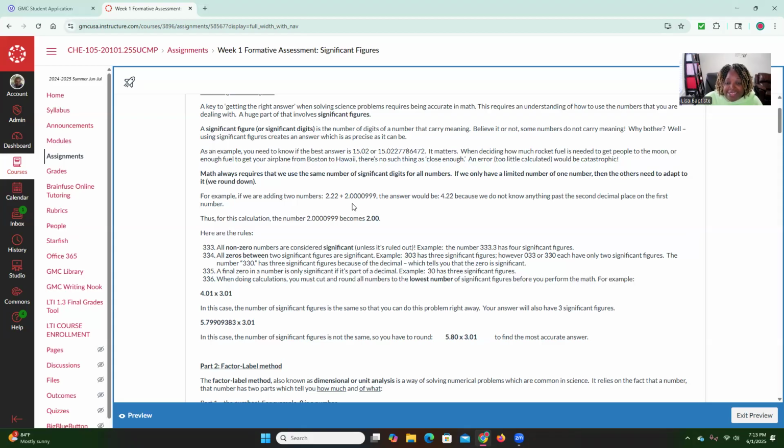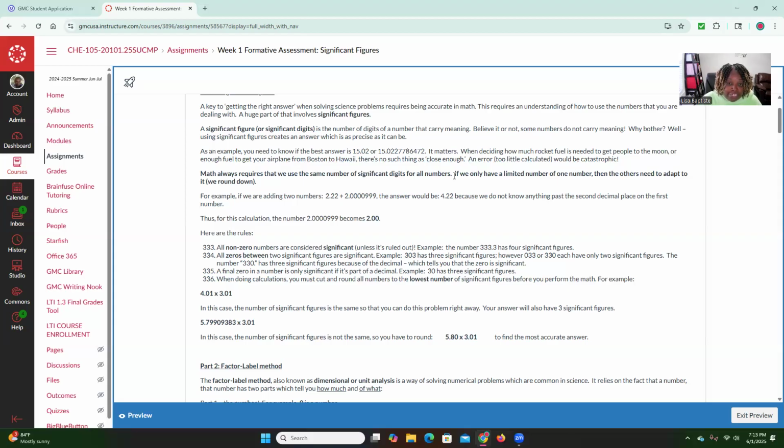2.00000999 has seven numbers after the decimal, so you go with the least. So when you add this up, your answer is 4.22 with two numbers after the decimal. You'll always go with the least. So that's for addition and subtraction.